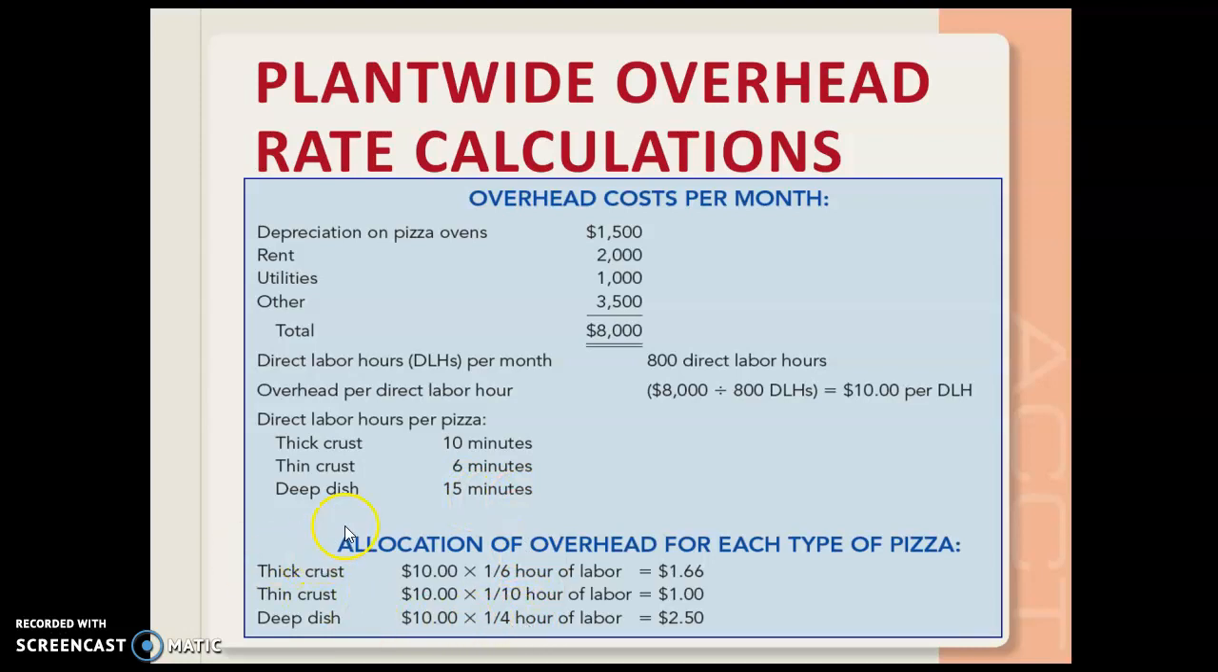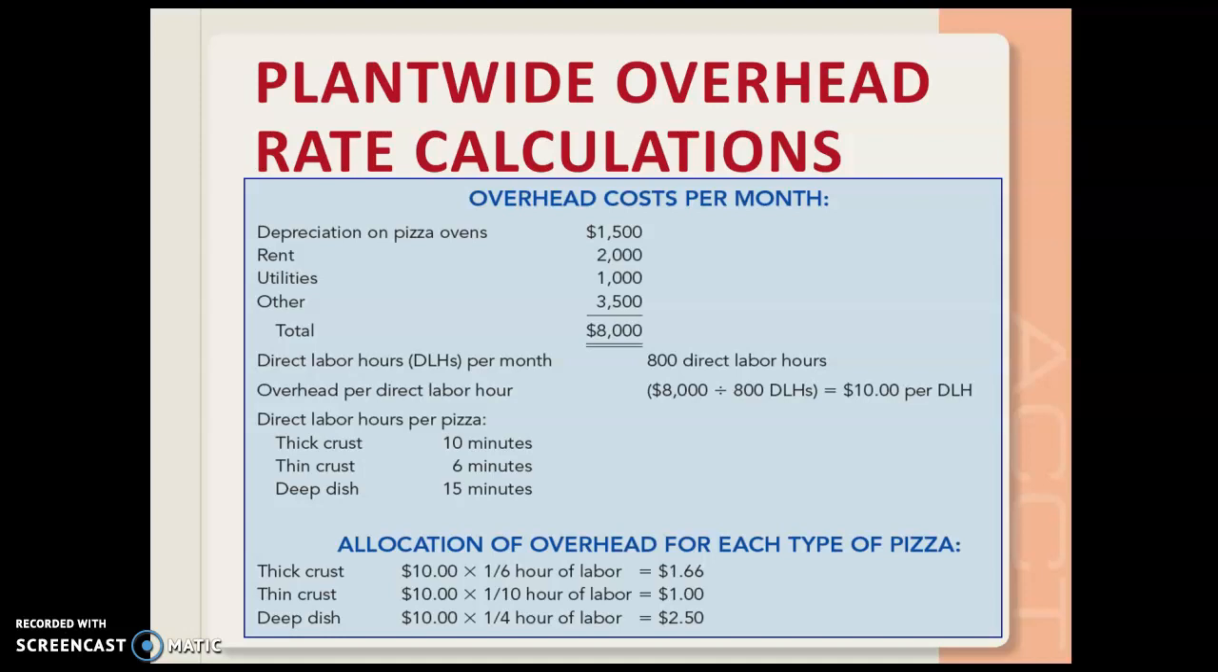Okay, so we're going to take the $10 per direct labor hour for thick crust times 1/6 of an hour. So the $10 times 1/6 is $1.66. The thin crust is $10 times 1/10 of an hour, which is $1. And the deep dish is $10 times 1/4, which is $2.50.